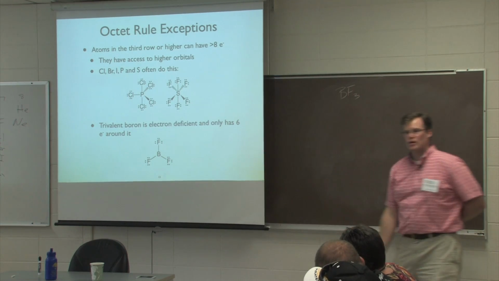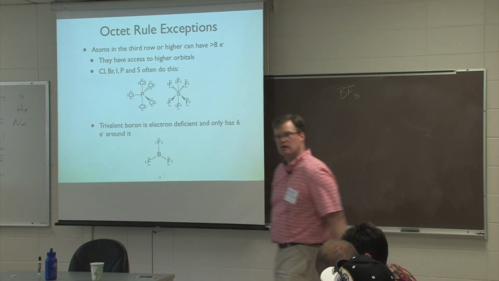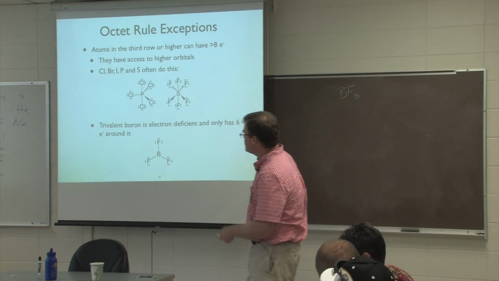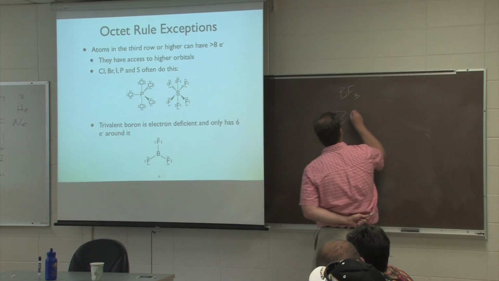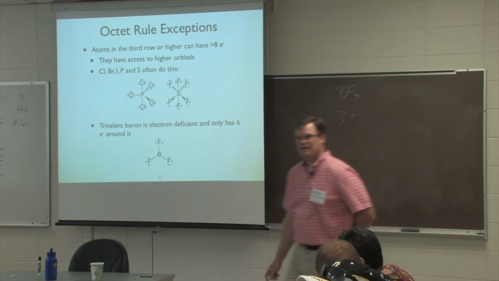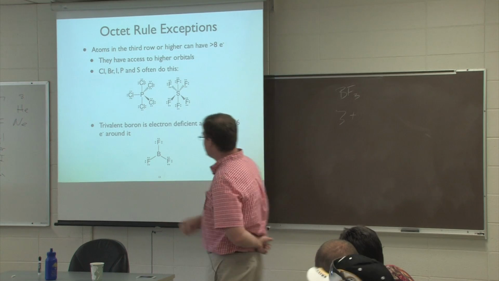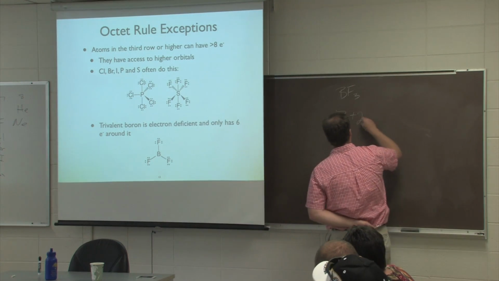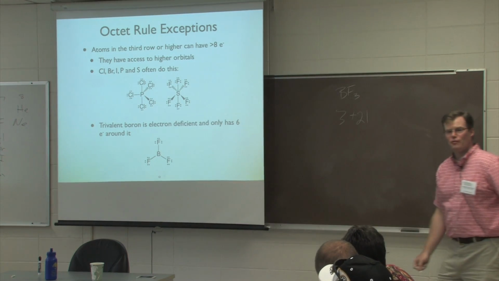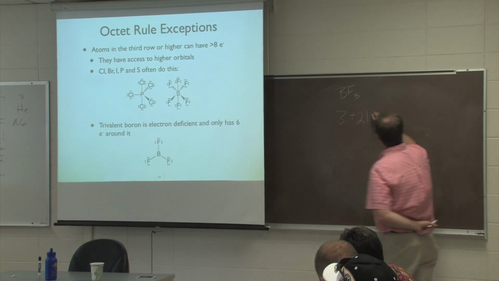So what group is boron in? Third group, so that has 3 valence electrons. What group is fluorine in? 7th group, so we're going to have 21 if there are 3 of them, right? Is everybody with me? So that equals 24.